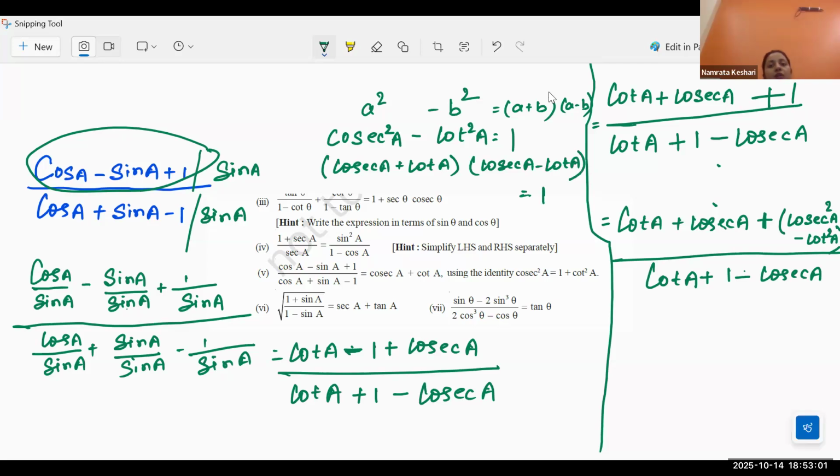That is equal to 1. So in place of cosec square A minus cot square A, I am going to use the formula. A plus B in one bracket, A minus B in another bracket. Or if you have learned it like this, x square minus y square is x plus y in one bracket, x minus y in another bracket. We are going to use the formula. Why will we use the formula? Just a moment, let me show you why.